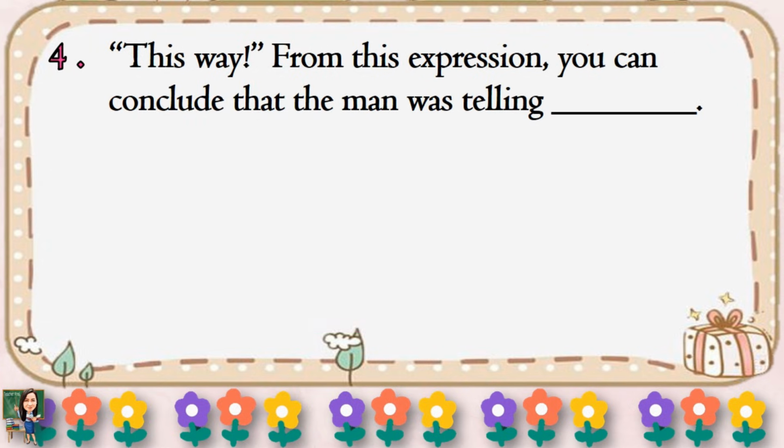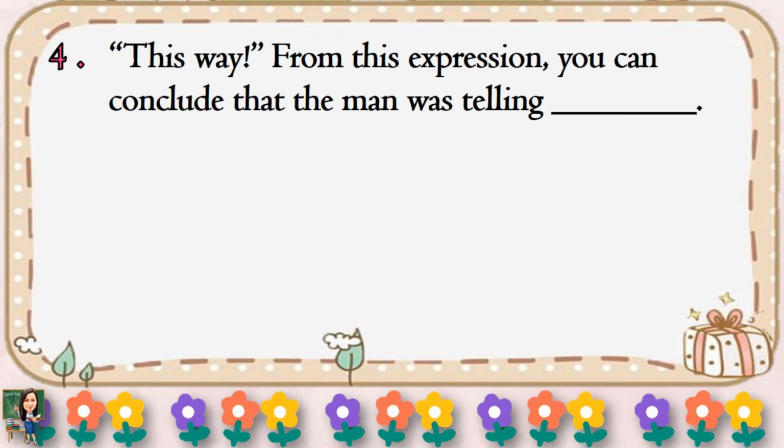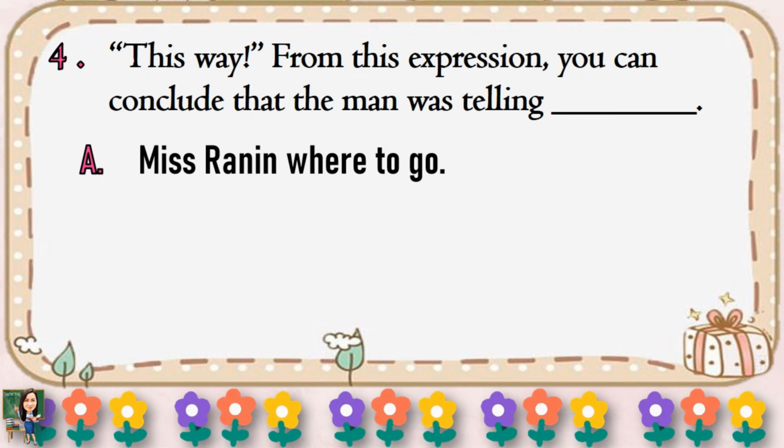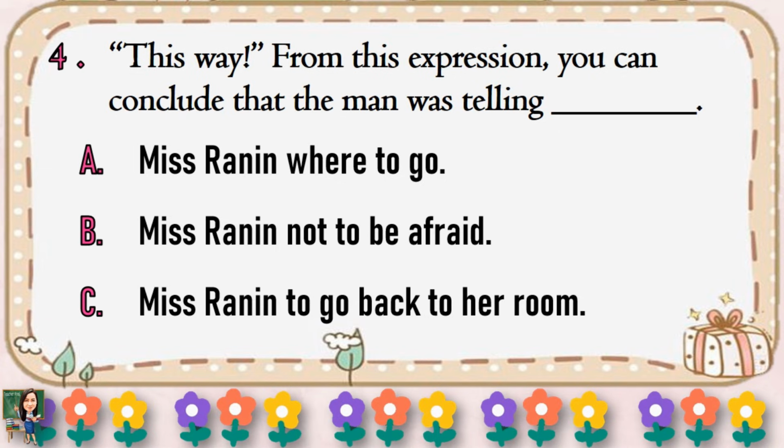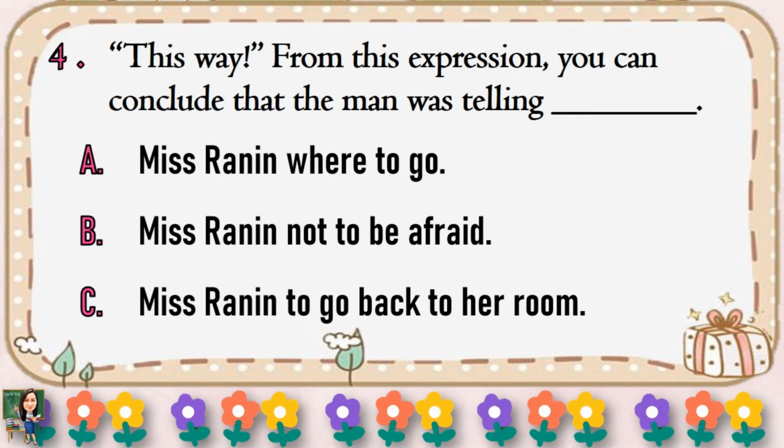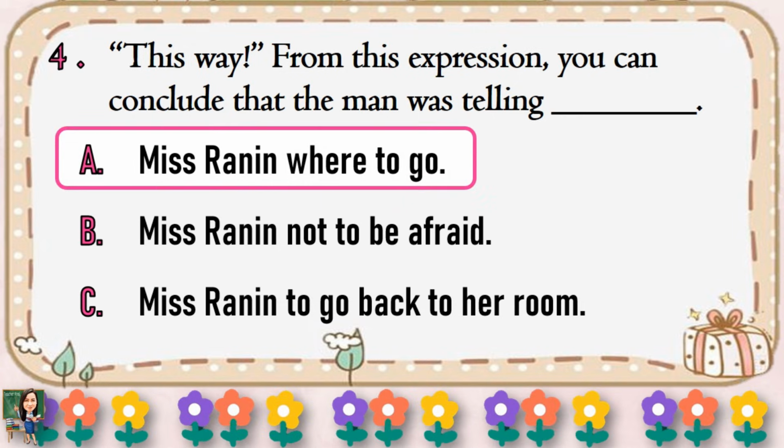Number 4. "This way." From this expression, you can conclude that the man was telling A. Miss Ranin where to go. B. Miss Ranin not to be afraid. Or C. Miss Ranin to go back to her room. What is the correct answer? Very good. The correct answer is letter A. Miss Ranin where to go.